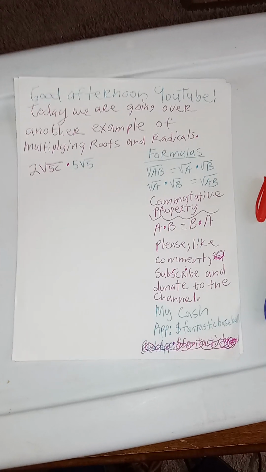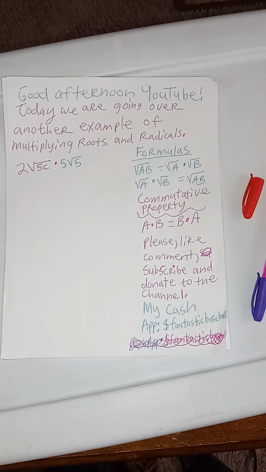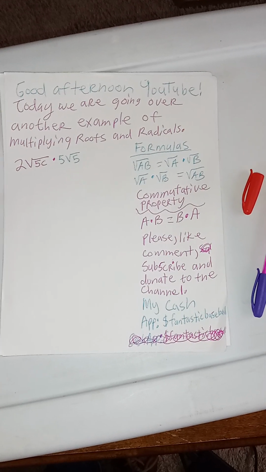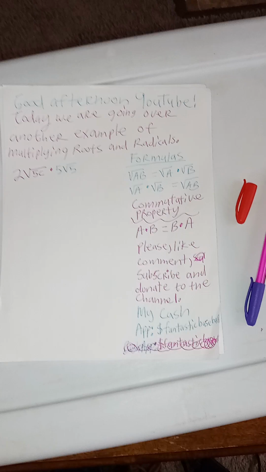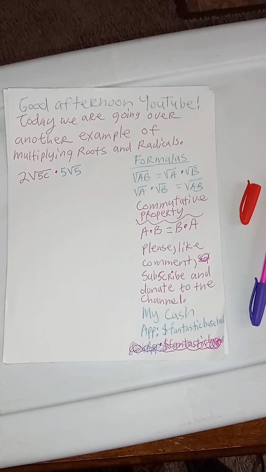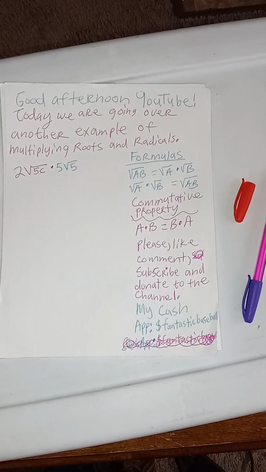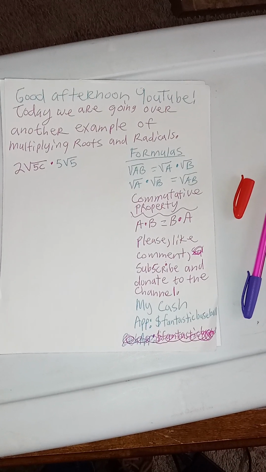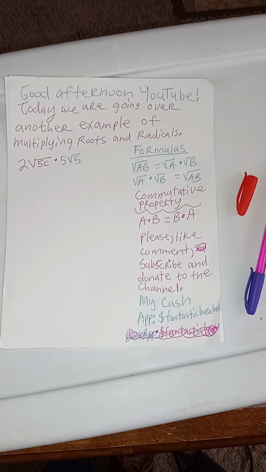Please note here are some formulas. Square root of AB is equal to square root of A times square root of B. Again, square root of AB is equal to square root of A times square root of B. Then square root of A times square root of B is equal to the square root of AB. We also need to know the commutative property of multiplication, where A times B is equal to B times A.